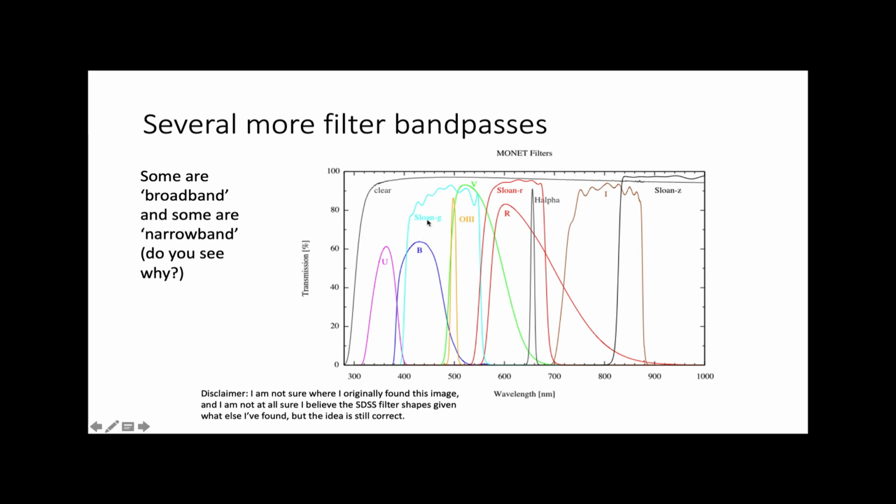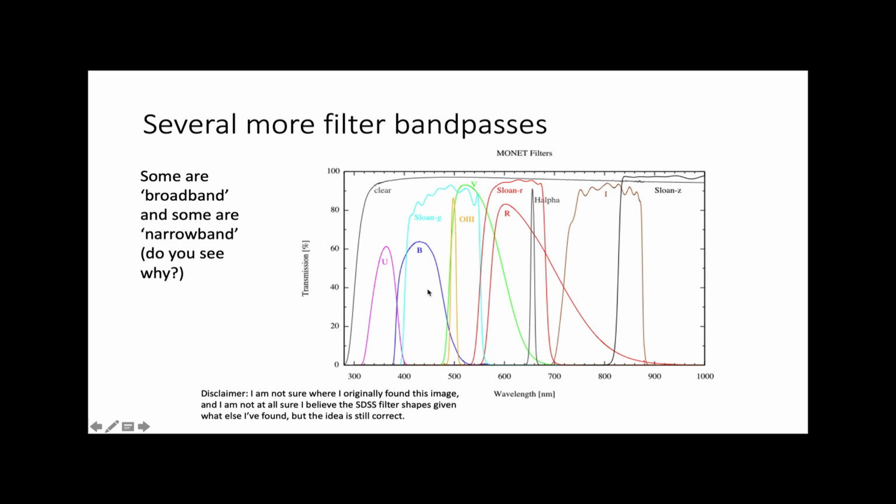We've got a Sloan G filter, which again is trying really hard to be a top hat function. We've got a V filter here in green, which is not doing a good job of being a top hat filter. There's I, which is pretty good, and Sloan Z, which is pretty good too. Then we've got some narrowband filters in there. We've got an H alpha filter and an O3 filter.